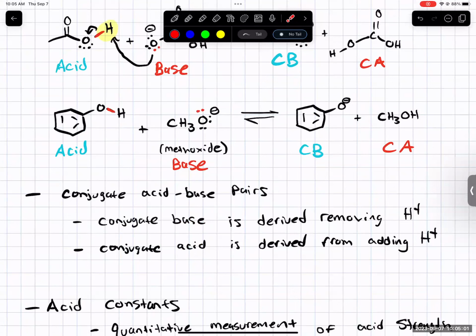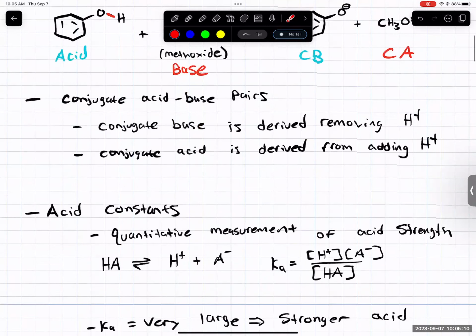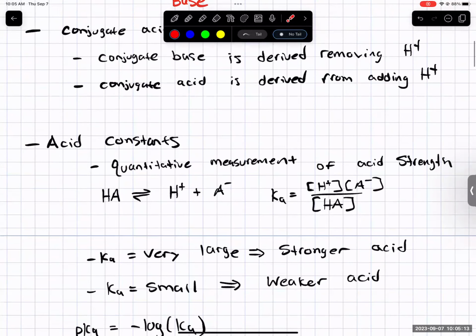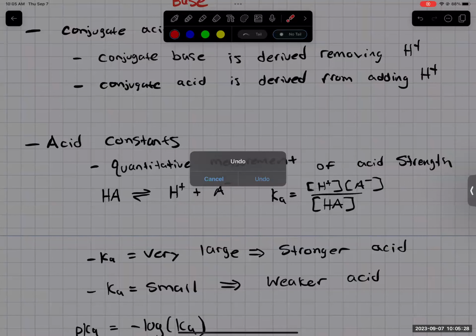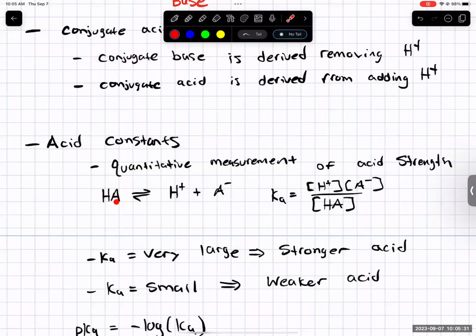So conjugate acid-base pairs. The conjugate base is derived by removing the proton from the acid, and the conjugate acid is derived from adding a proton. We talked about the quantitative measurement of acid strength. So again, you don't need to know the definition. You just have to know what this means. A general acid dissociation reaction is when HA produces H plus and A minus. And we know that when we're doing equilibrium expressions, it's products over reactants. So it's going to be H plus times A minus over HA.